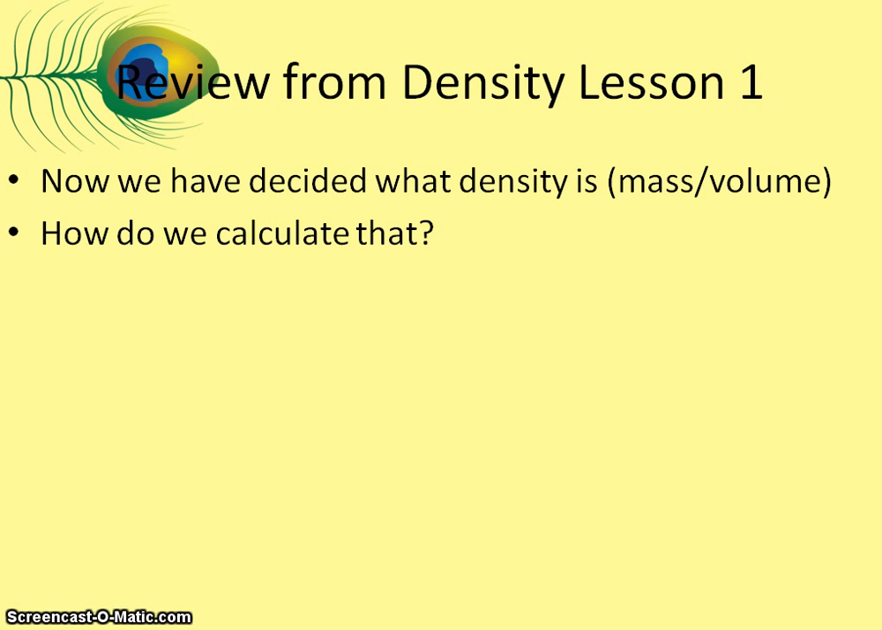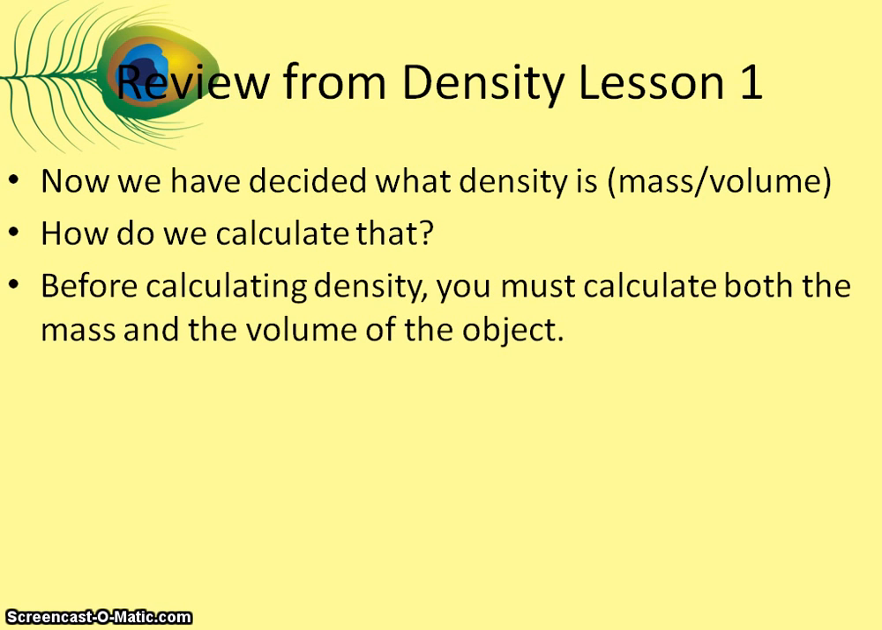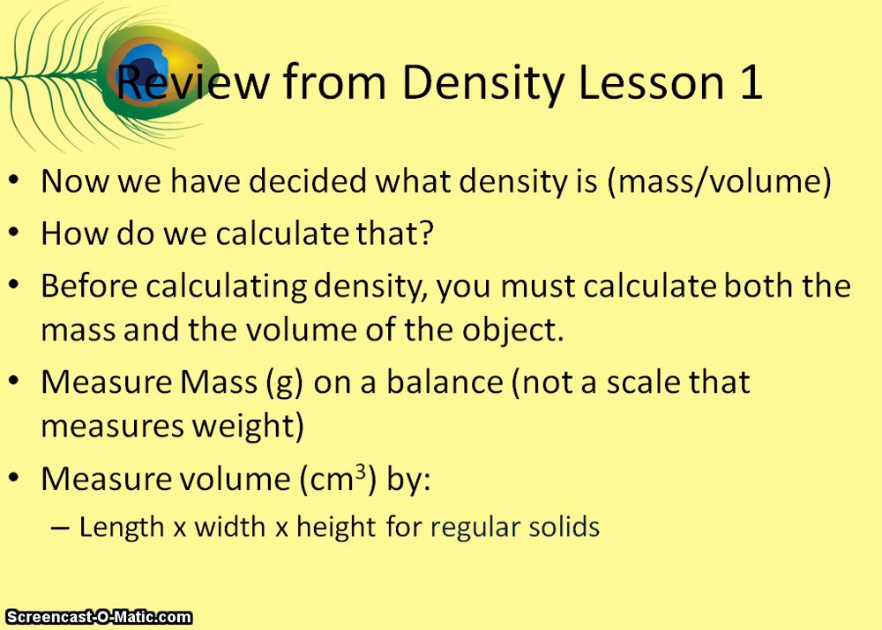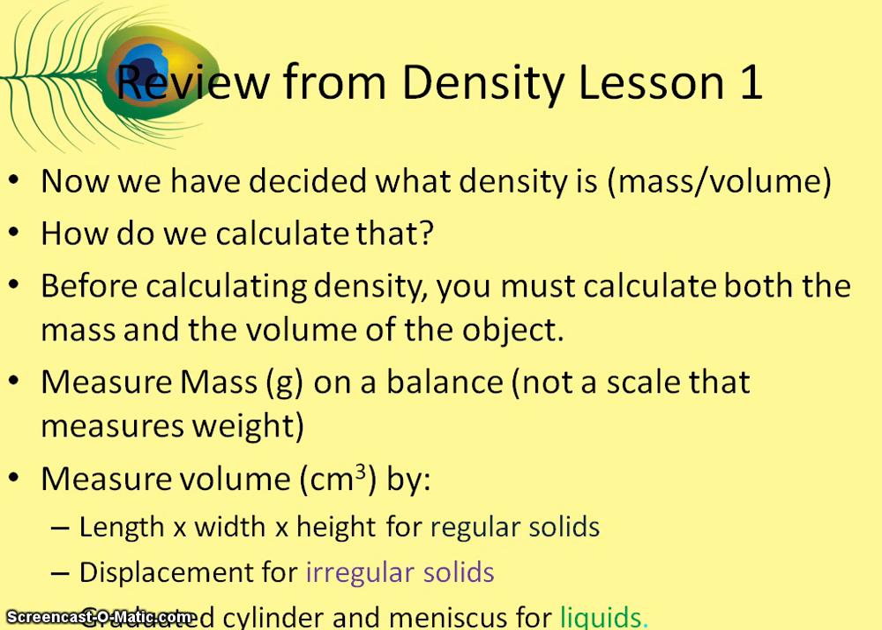Now we have decided what density is, mass divided by volume, so let's talk about how we actually calculate that. Before calculating density, you must calculate both the mass and volume of an object. So we measure mass using grams on a balance, not a scale, because a scale measures weight, which is the gravitational force pulling down on us. A balance measures an already known mass with an unknown mass, and when they become balanced, that's how we know the mass of the new substance. We measure volume in three ways: length times width times height for regular solids, displacement for irregular solids, and a graduated cylinder looking at the meniscus or the lowest point of that curvature for liquids.